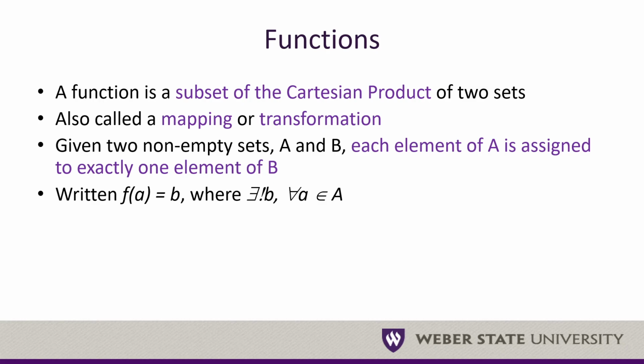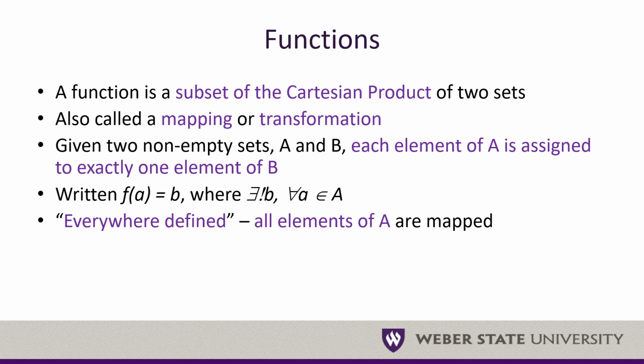We write it as function of A is equal to B, and everywhere defined is one of the terms that we use, and I've got that on another slide as well. And if it's not everywhere defined, we call it a partial function. The other term that is used is total function. So in general, if somebody leaves the word partial out, they're implying that they're talking about a total function.